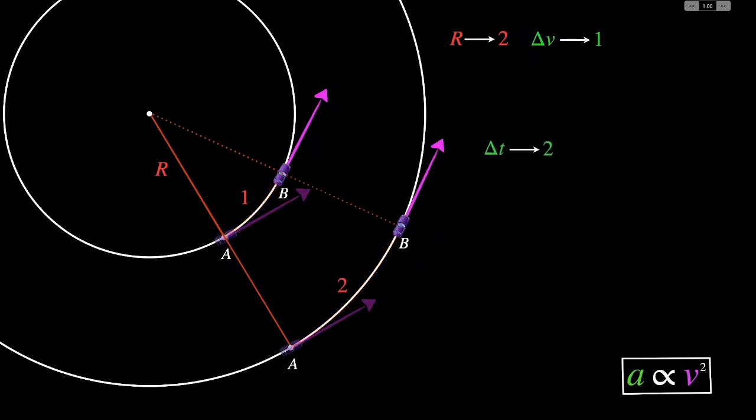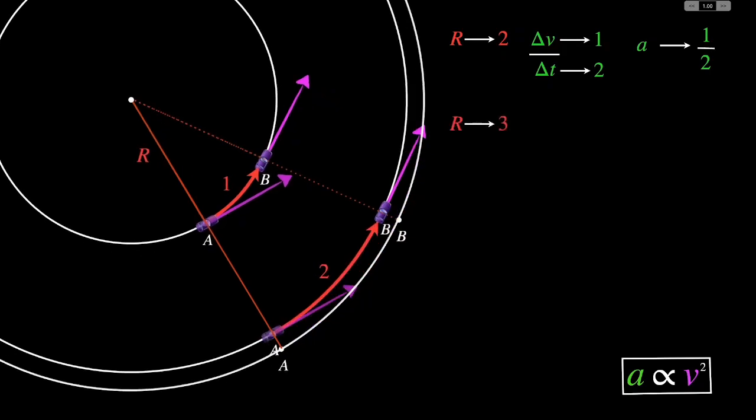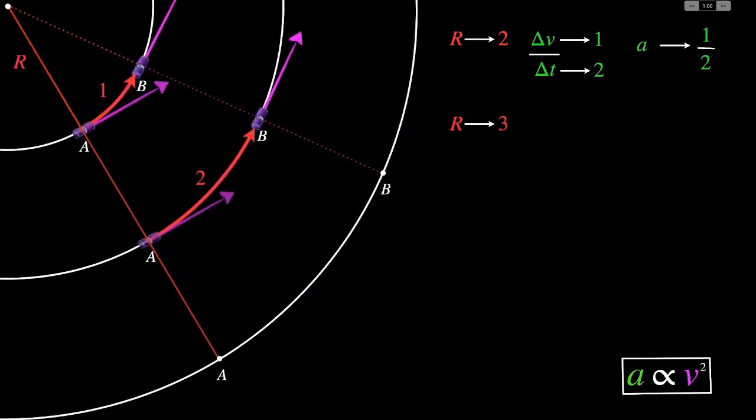So putting it all together, how does radius affect the acceleration? Well, we have the same change in velocity as before, but it's happening in twice as much time as before, so the acceleration becomes half. Similarly, what happens if we triple the radius? Well, again, as the car travels from A to B, the delta V will be exactly the same. So the increase in delta V, we would say, is 1.